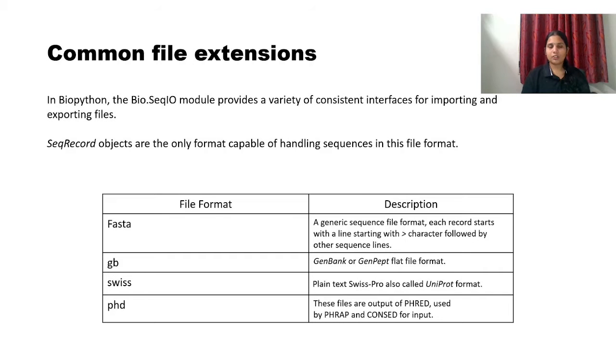In BioPython, Bio.SeqIO provides a wide range of uniform interfaces for importing and exporting data. In this format, SeqRecord objects are the only format that can handle sequences. Lowercase strings are used while specifying the format. The same formats are also supported by Bio.AlignIO, about which we'll be discussing in the upcoming videos. Examples of a few formats are FASTA, GenBank, Swiss, and PHD, like we saw in the previous video.